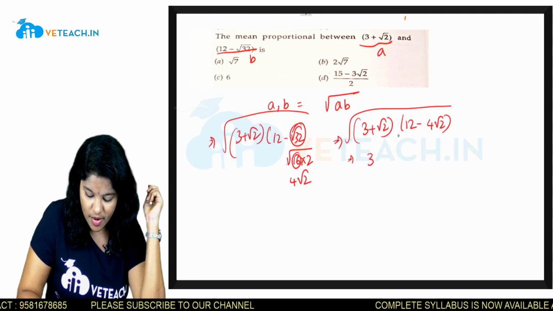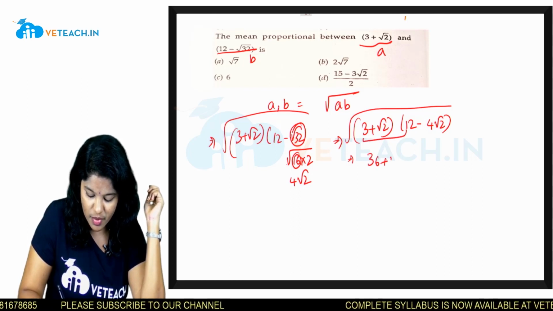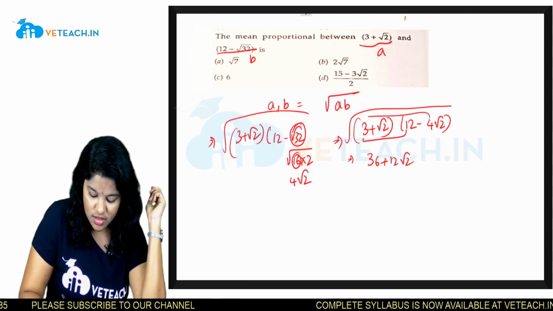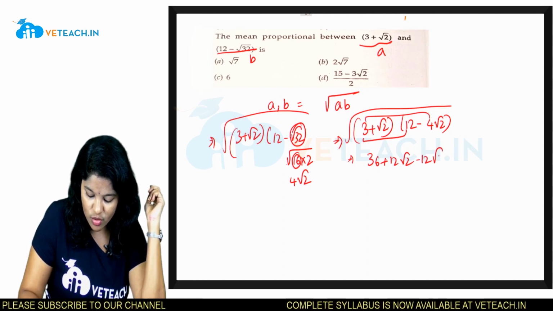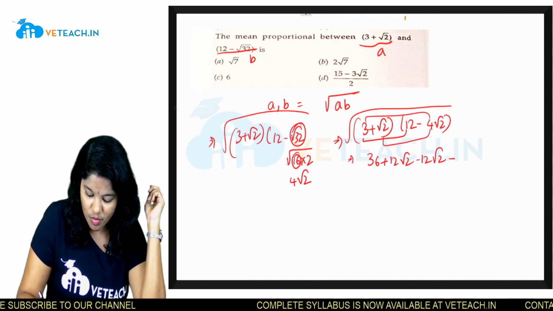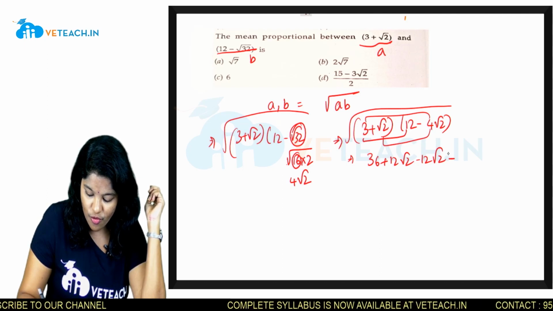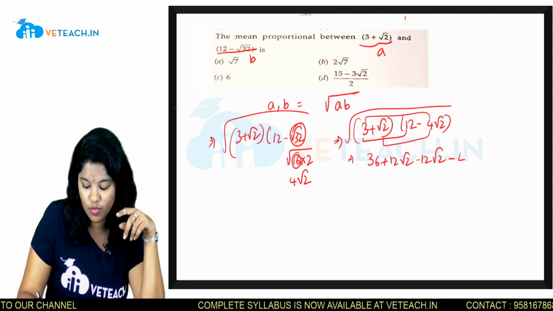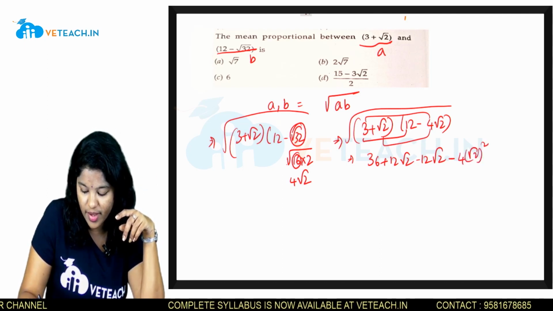So that is nothing but 12 threes are 36 plus 12 root 2 minus 12 root 2 minus 4 into root 2 into root 2, 4 into root 2 whole square.